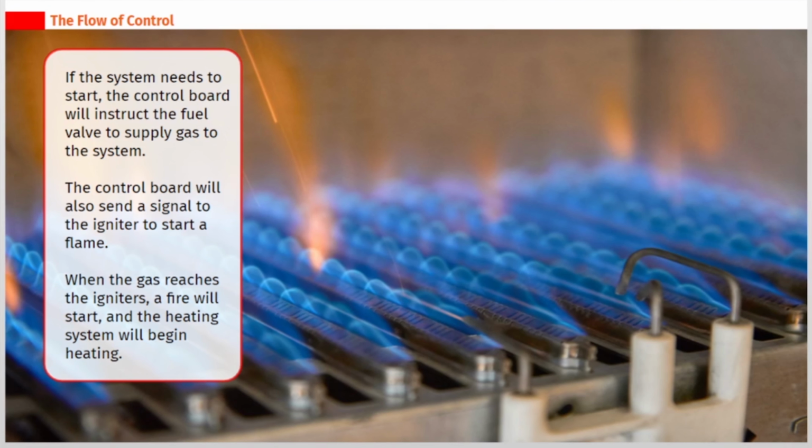If the system needs to start, the control board will instruct the fuel valve to supply gas to the system. The control board will also send a signal to the igniter to start a flame. When the gas reaches the igniters, a fire will start, and the heating system will begin heating.